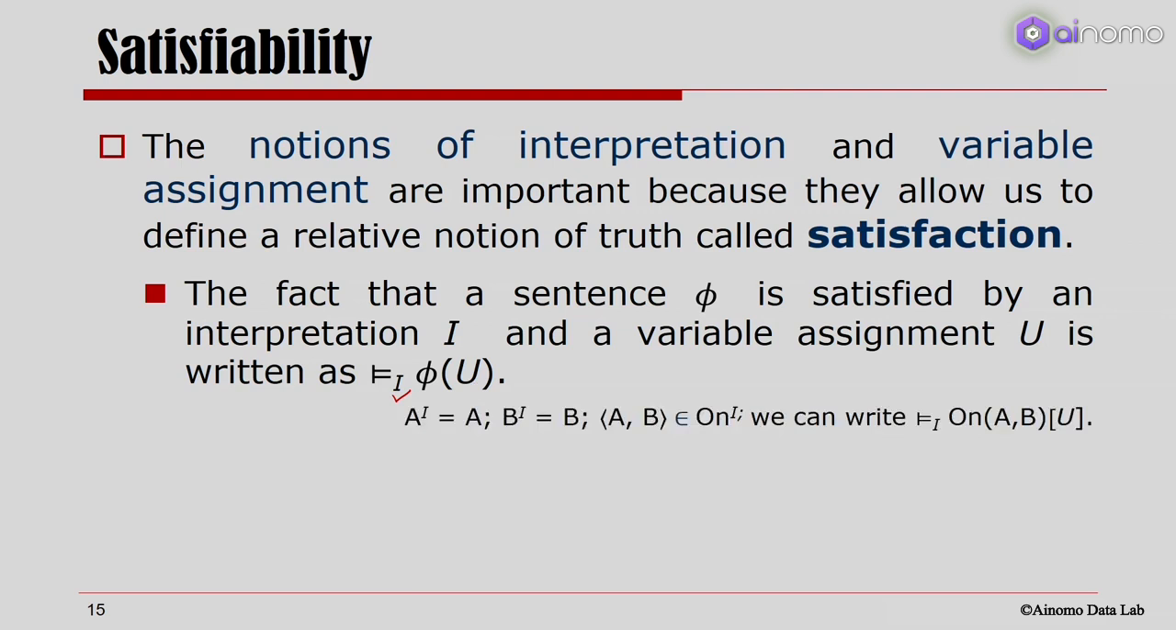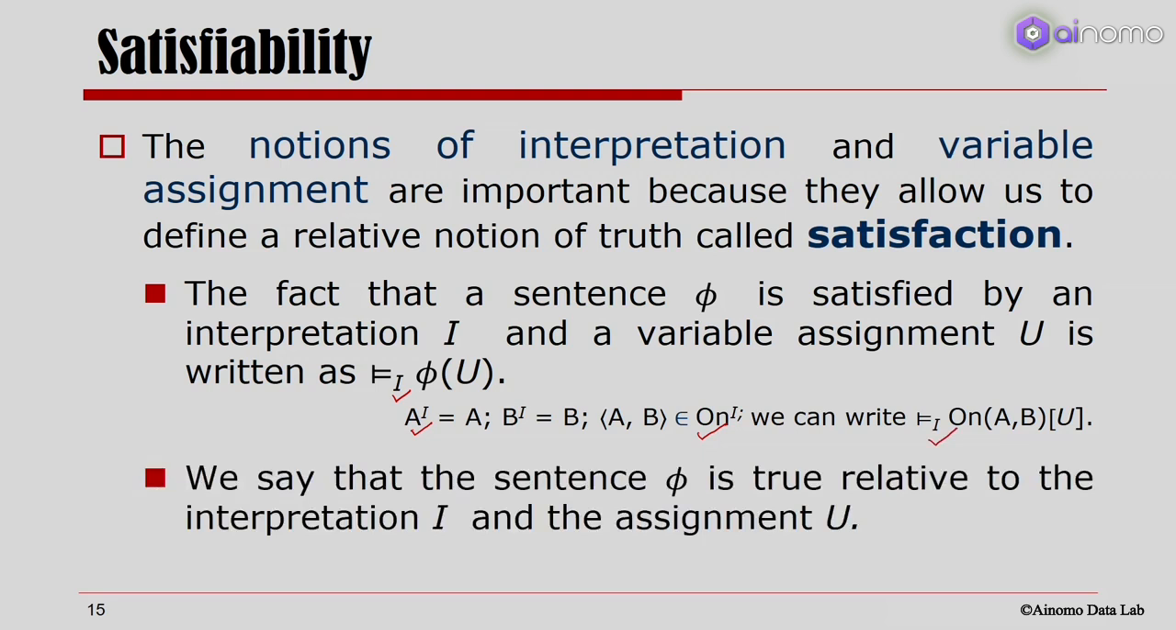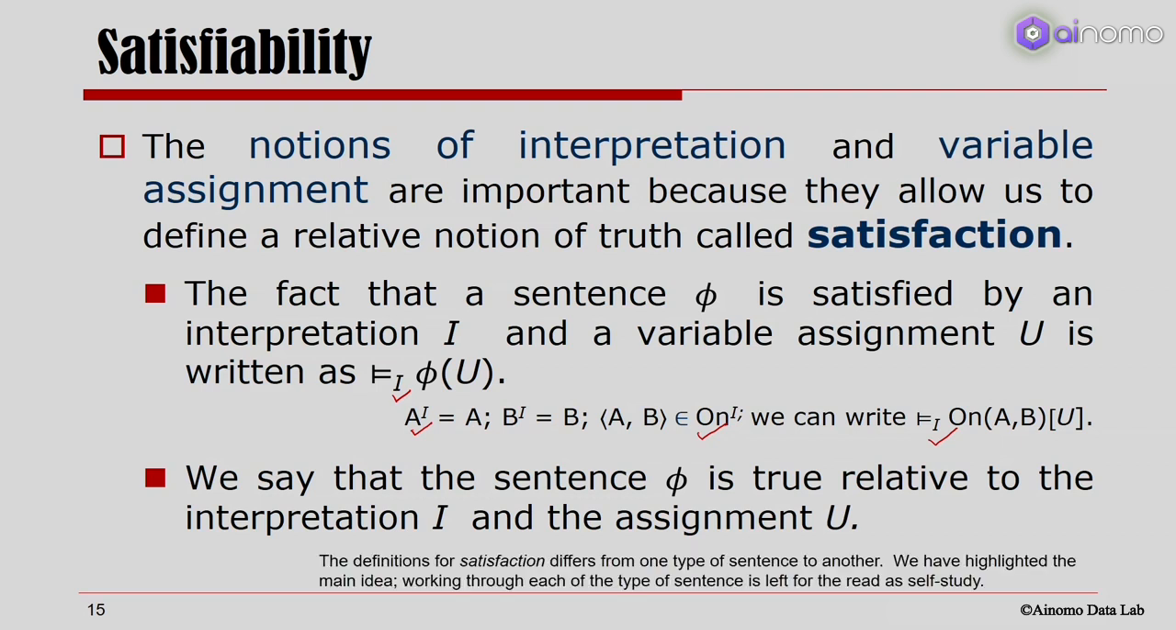So, here is an interpretation that takes me from the block A to A here and B to the constant symbol B there, and the tuple AB is already within the tuples for on. So, we can write that under the interpretation I, the on AB is entailed. We say that the sentence phi is true relative to the interpretation I and the assignment u. The definitions for satisfaction differ from one type of sentence to another. Here we have only highlighted the main idea. Working through each type of sentence is left for the reader as self-study.